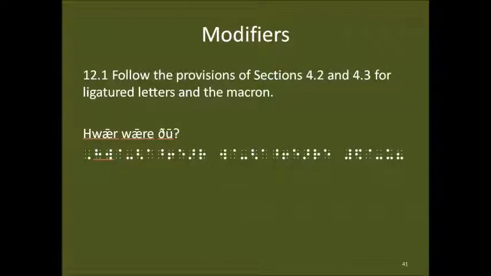Follow the provisions of sections 4.2 and 4.3 for ligatured letters and the macron. Even though this is English, we're brailing what we see. There's nothing different about it. UEB always uses the same Braille dot configurations for the same print symbols. I would guess this is Old English. It doesn't look like Middle English to me. So we just braille all the symbols as we see them, put the macrons as we need them. Notice that there are Braille grouping indicators around the A and E because of the macron that covers both of them.